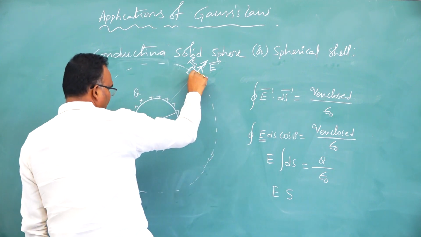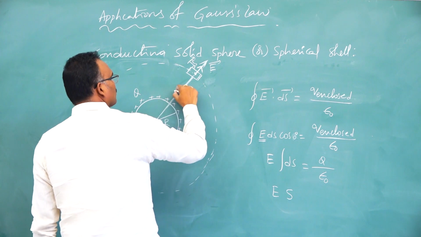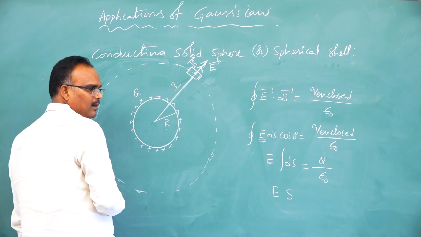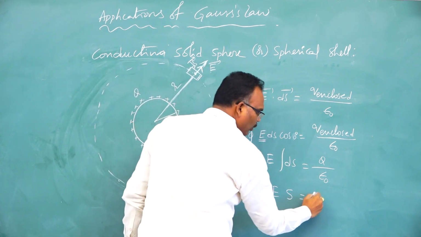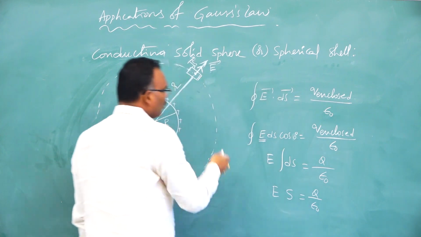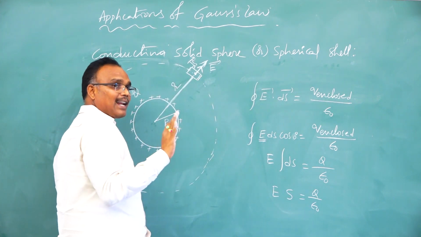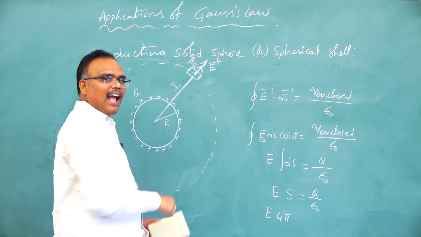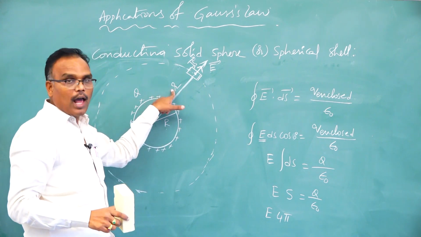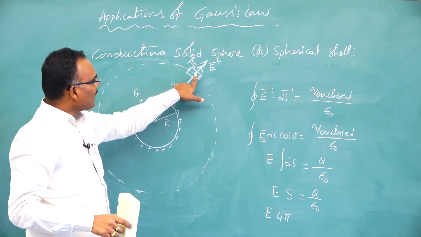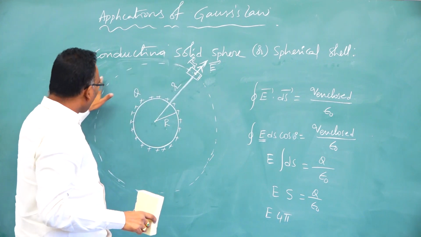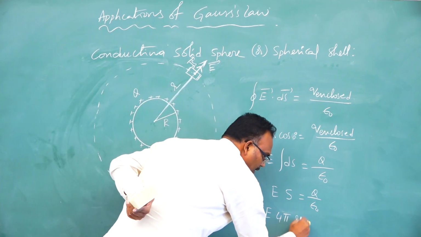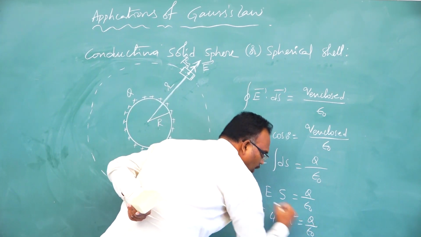See, this particular point is at a distance small r. Here small r is greater than capital R. So E into S is equal to q by epsilon naught. I know the surface area of a sphere is 4 pi r square. So E into 4 pi, which r do I have to write, capital R or small r? See, where I am calculating the electric field here, I have to write the surface area of this Gaussian surface. So that's why it is small r square, equal to q by epsilon naught.